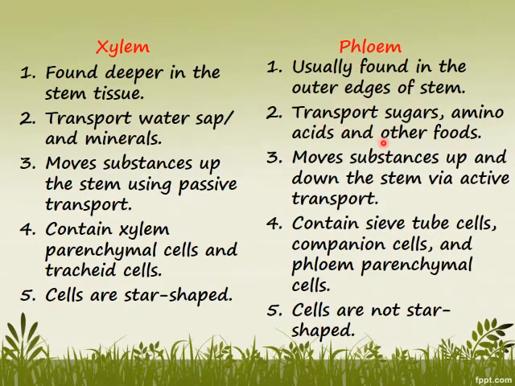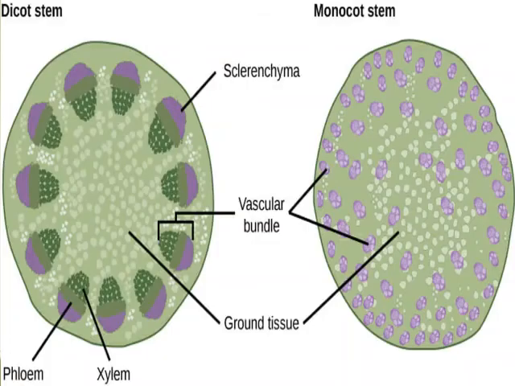They transport sugars and amino acids that have been produced there, and they move substances up and down the stem via active transport. As they do this transportation by active transport, they require energy. They also contain sieve tube cells, companion cells, and phloem parenchymal cells, and their cells are not star shaped. So these are some of the differences between the xylem vessels and the phloem vessels.